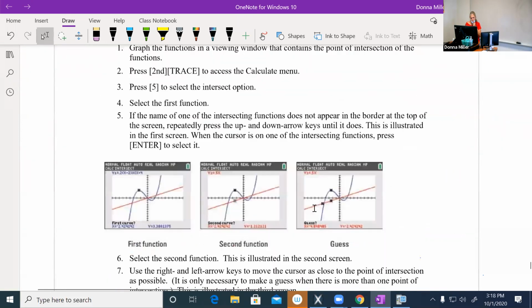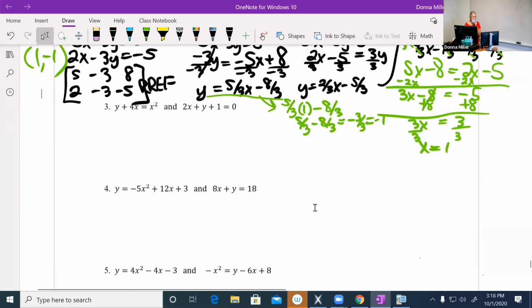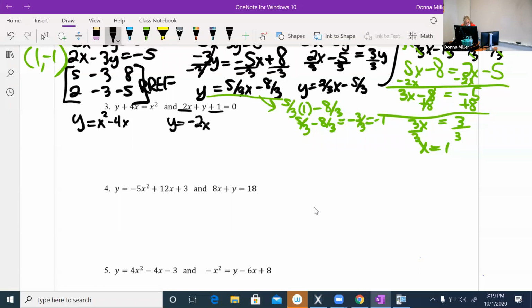I jumped the gun. All right, so same thing on the next one, solve for y. You're going to move the 4x over, so it becomes a -4x. So this is y equals x squared minus 4x. And this one, y, I'm going to move the 2x over, so it becomes negative. And I'm going to move the 1 over, so it becomes negative. When you change sides, you change the sign. All right, so that wasn't too bad, right?